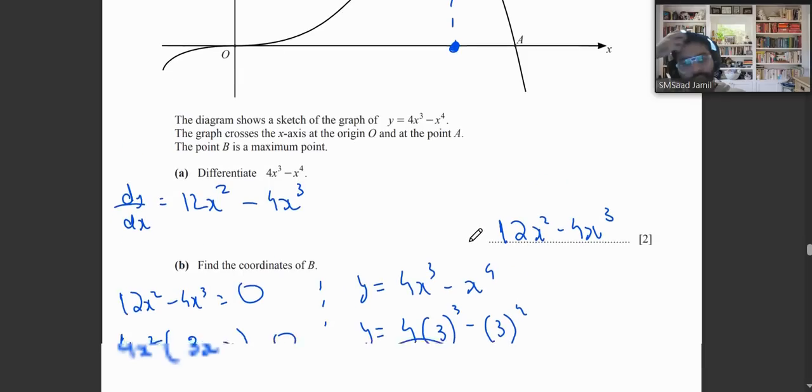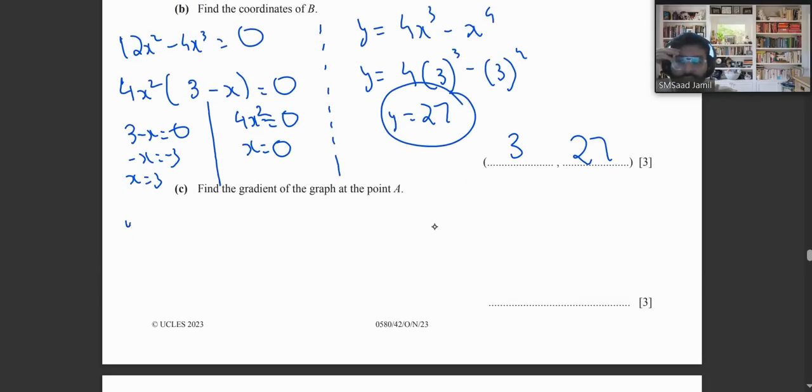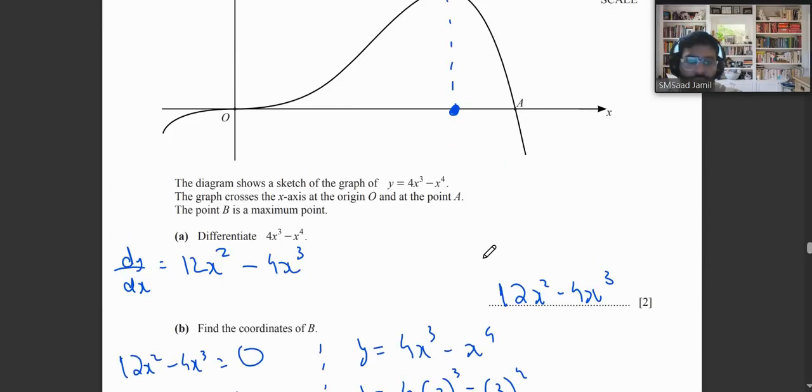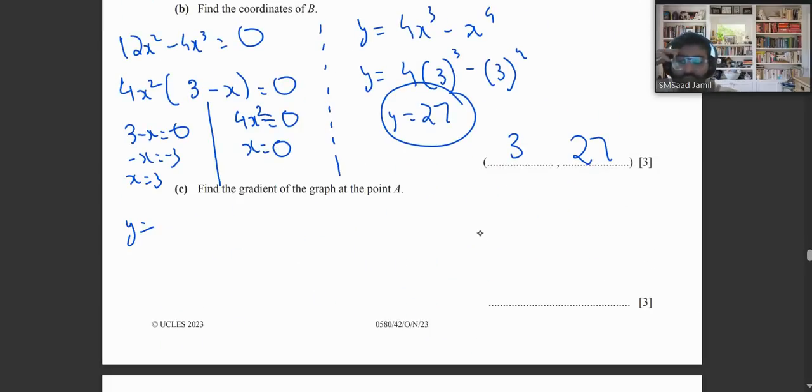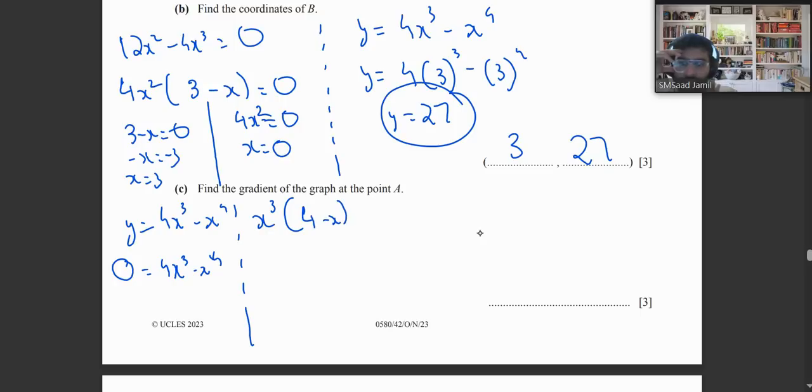So y is equal to 4x cubed minus x raised to power 4. It means at the x-axis y is 0. So 4x cubed minus x to the power 4. Take x cubed as common. It becomes 4 minus x is equal to 0.